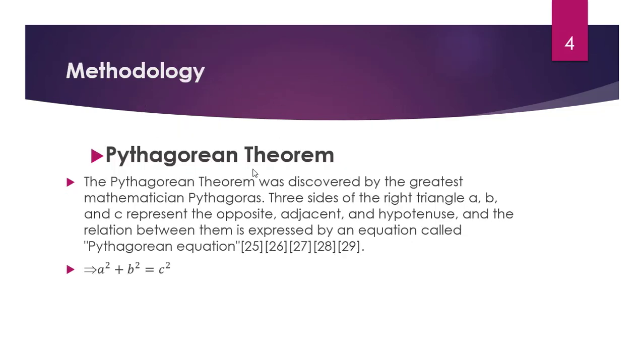This methodology is the Pythagorean theorem. Everyone knows that the Pythagorean theorem was discovered by the great mathematician Pythagoras. Three sides of the right triangle ABC represent the opposite, adjacent and hypotenuse, and the relation between them is expressed by an equation. It is called the Pythagorean equation: a square plus b square equals c square.